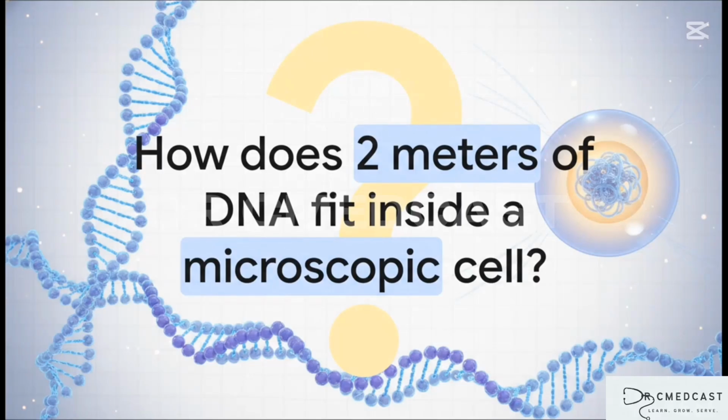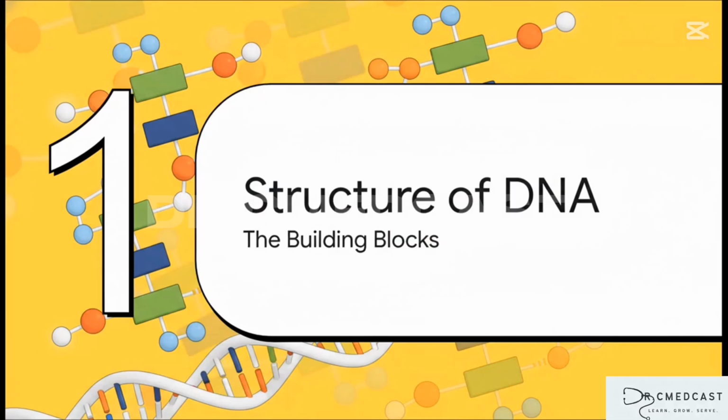But before we even get into what the code says, we have to deal with a mind-boggling puzzle. Okay, get this. If you took the DNA from just one of your cells and stretched it out, it would be about 2 meters long. 2 meters! So how on earth does all of that fit inside a space that's 100 times smaller than a grain of sand? It sounds impossible, right? Well, that's the fundamental challenge of storing biological information. To answer that, we've got to zoom in, way in.